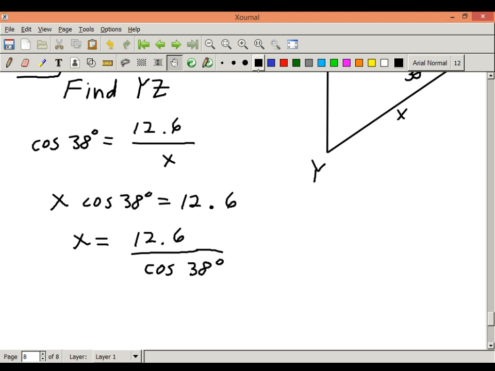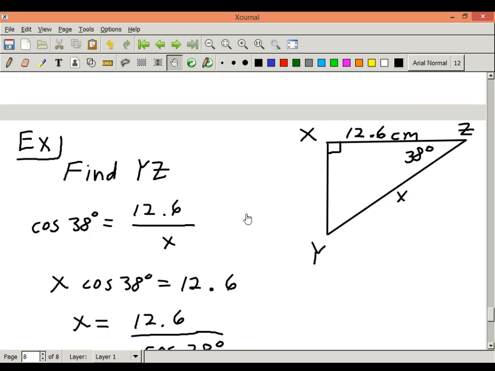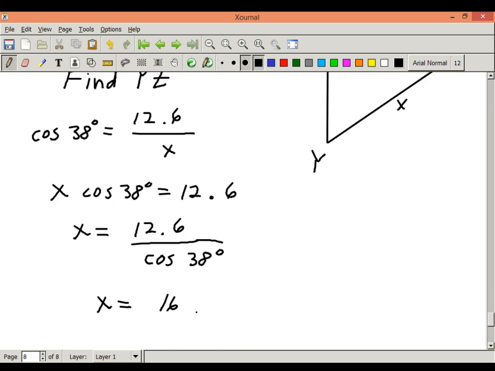And then pull out the calculator and make sure you know how to use it again. So this time we have 12.6 divided by cosine 38. So this missing side x is 15 point, well, let's just call it 16. Close enough. It's 15.9896. So we'll call it 16. And do we have the units on that? Centimeters. So 16 centimeters.